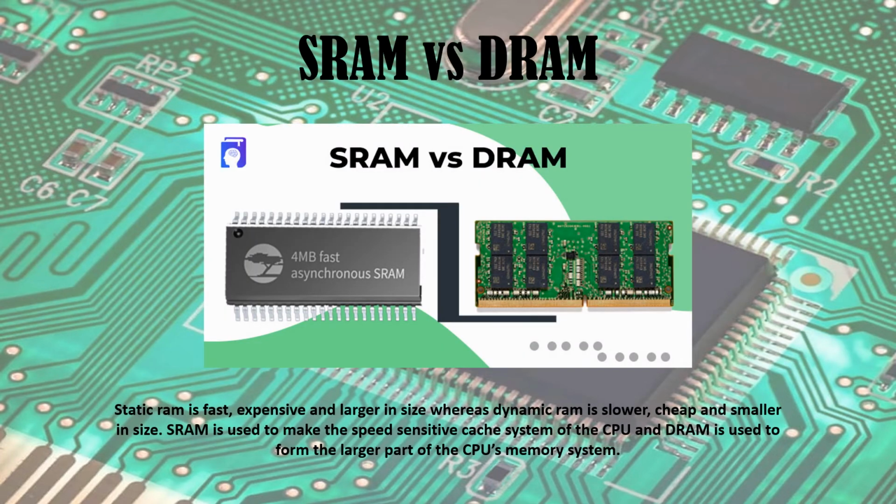SRAM versus DRAM. Static RAM is fast, expensive, and larger in size, whereas dynamic RAM is slower, cheap, and smaller in size. SRAM is used to make the speed-sensitive cache system of the CPU, and DRAM is used to form the larger part of the CPU's memory system.